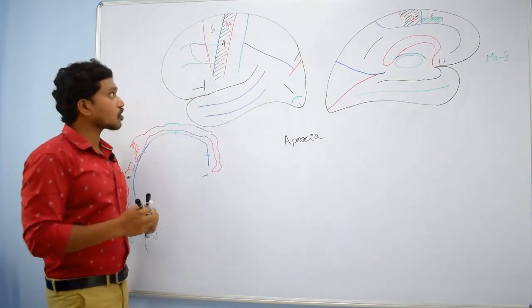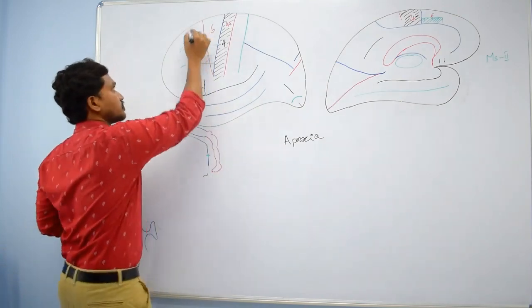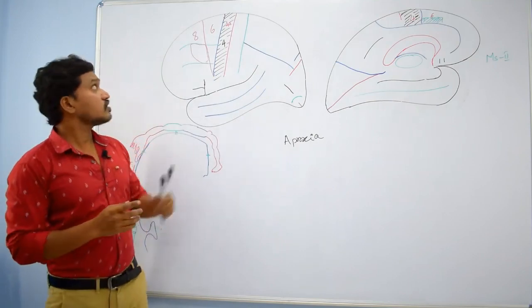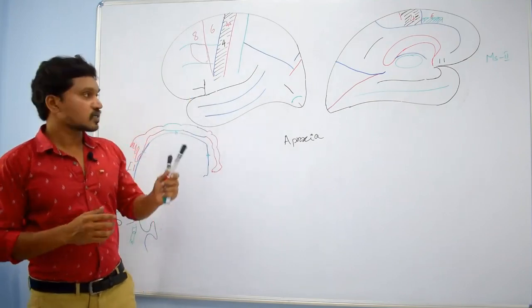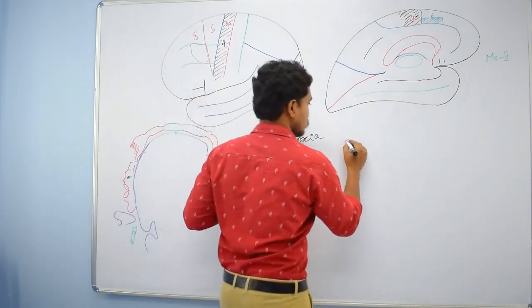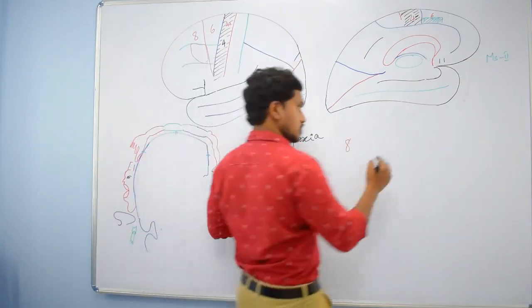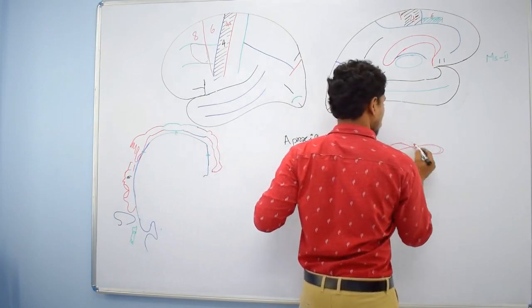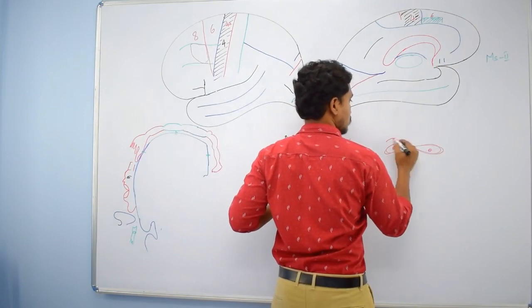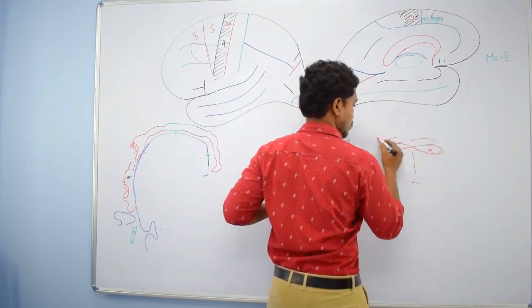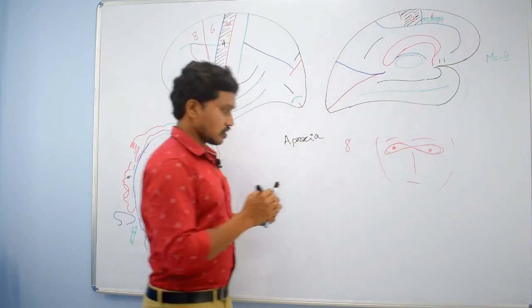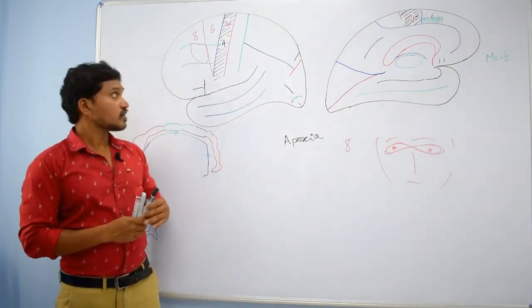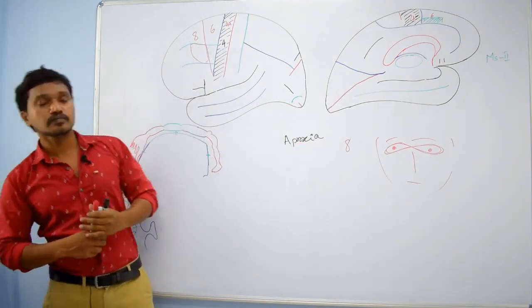For this Brodmann gave number 8, right? So how will you remember this? Actually you will write 8 like this, no? Instead of writing like this, you write like this and you put eyeballs here. Right? Horizontal eye movements.